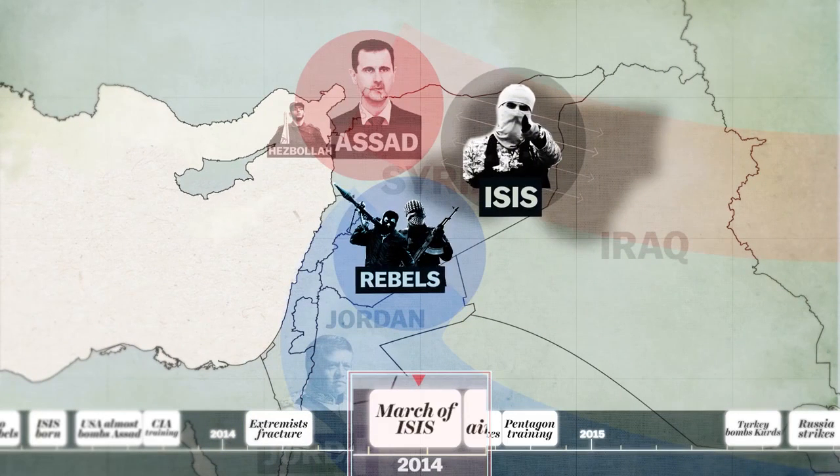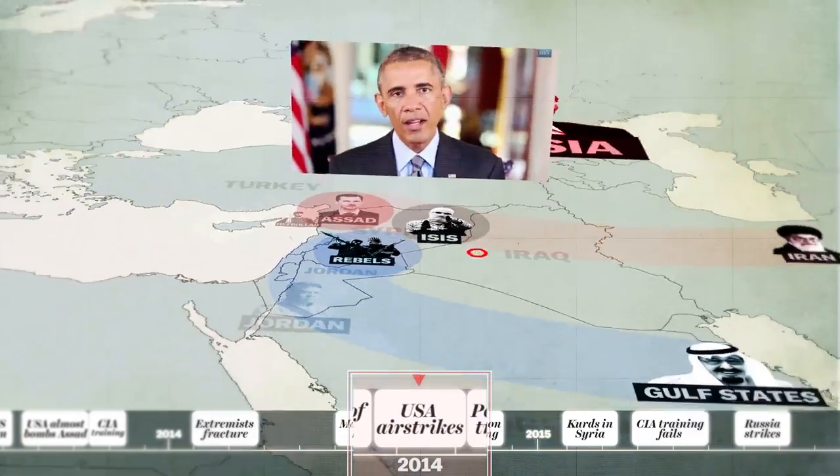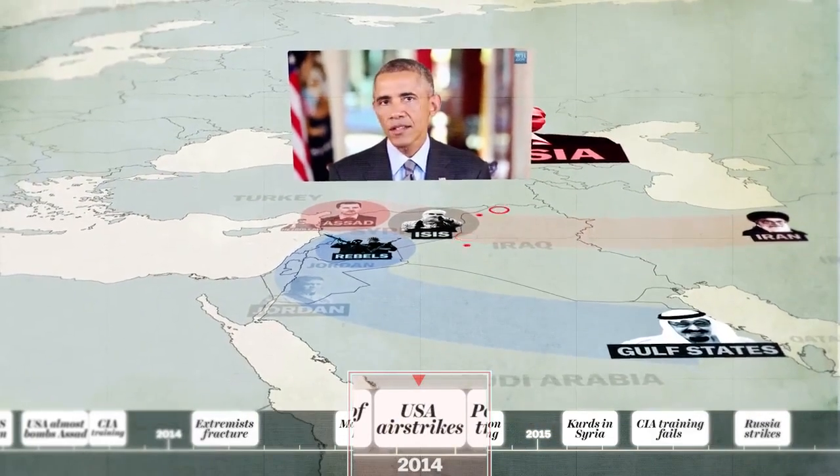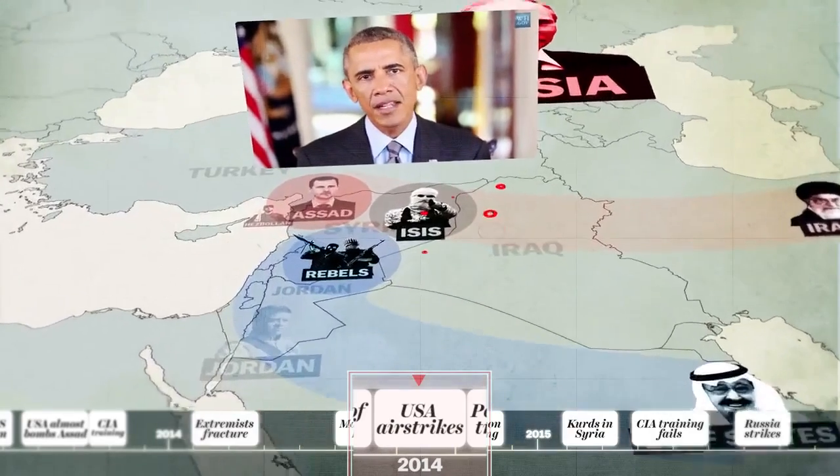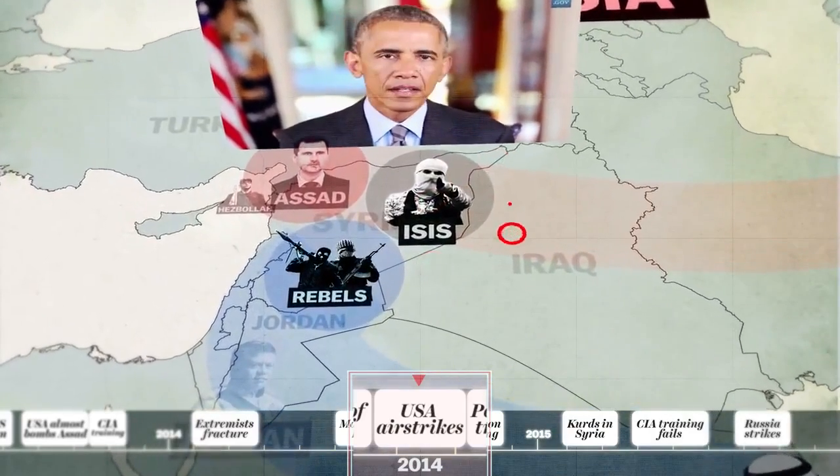We're moving ahead with our campaign of airstrikes against these terrorists, and we're prepared to take action against ISIL in Syria as well.